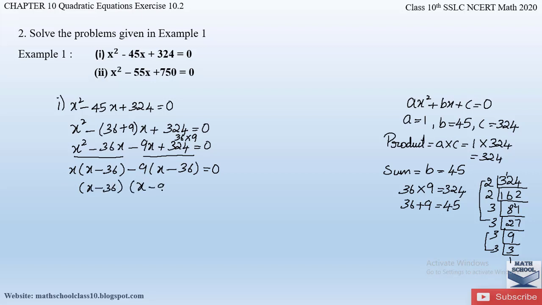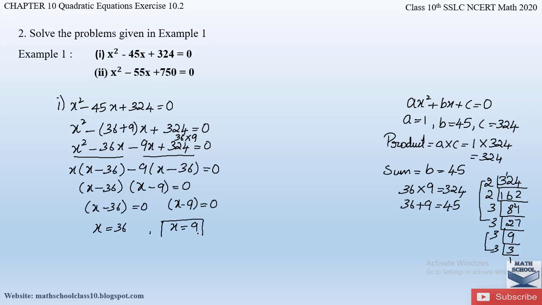x minus 9 is equal to 0. Now if we equate these terms to 0, x minus 36 is equal to 0 and x minus 9 is also equal to 0. Let us send these terms to the right hand side. We will get the x value as 36 here and x is equal to plus 9.